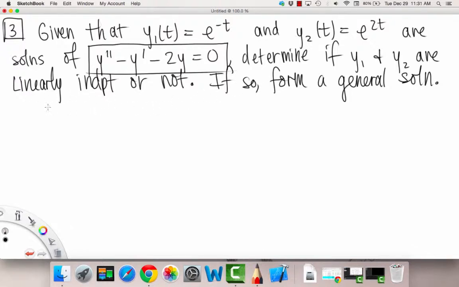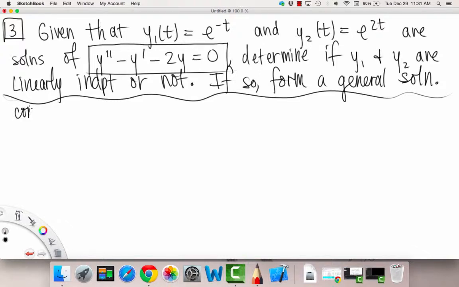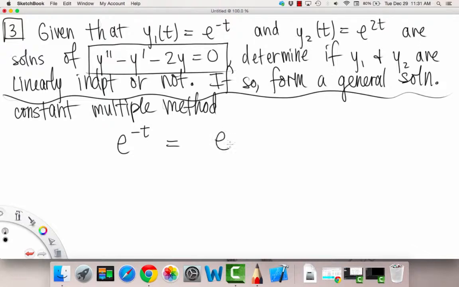So there are two ways to determine linear independence, and I'll show you both of them here. The first way is to see if they're constant multiples of each other or not. So this is the constant multiple method, I guess you could call it. That's a very unofficial term. That just means when we set up some equation like this, we have e to the negative t, which is our y sub 1, equal to e to the 2t, which is y sub 2, then we stick a constant in front of one of them and see if this actually makes sense or not.